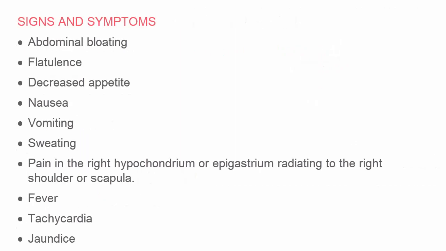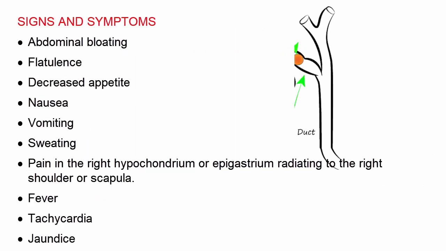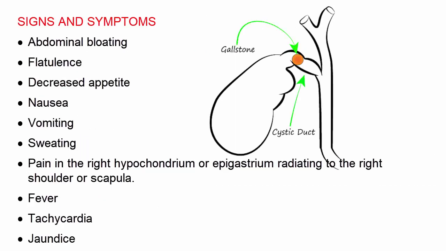Signs and symptoms: abdominal bloating, flatulence, decreased appetite, nausea, vomiting, sweating, pain in the right hypochondrium or epigastrium radiating to the right shoulder or scapula, fever, tachycardia, jaundice, positive Murphy's sign.